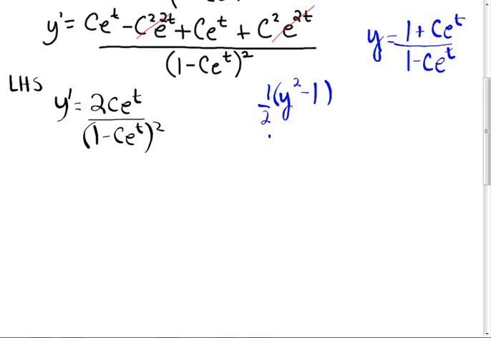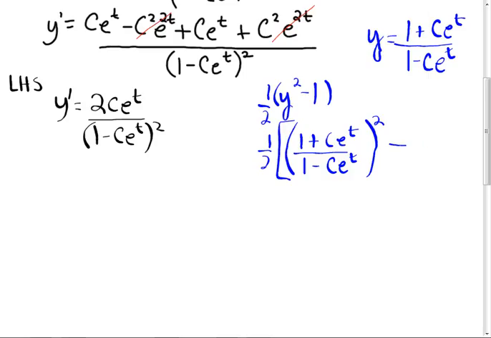So it's 1/2. Now I got to square this. This is the part I don't think I want to do. 1 plus c e to the t over 1 minus c e to the t, squared, minus 1. But it's really not that bad. Because you know what? The denominator is what I want. Don't I? That's what I want over there, so I want that.